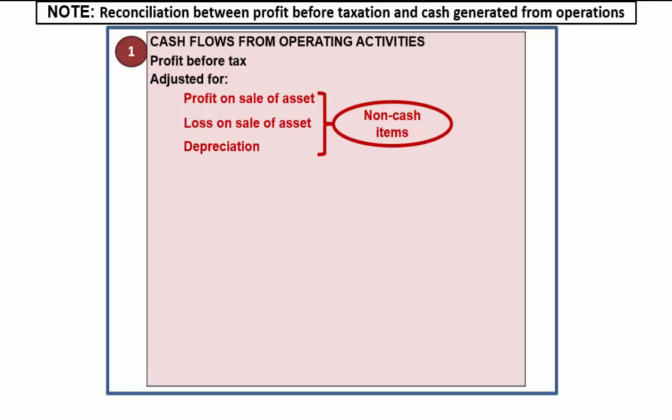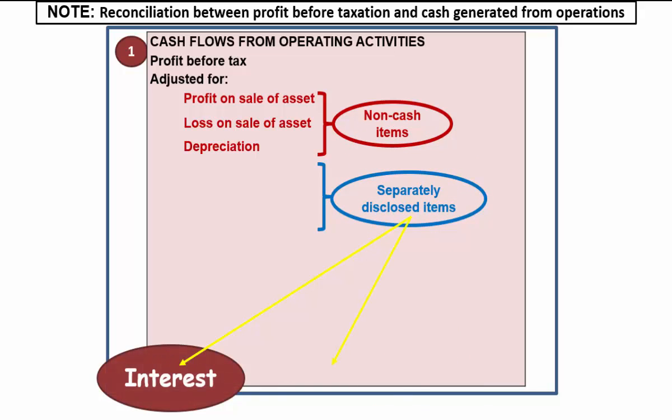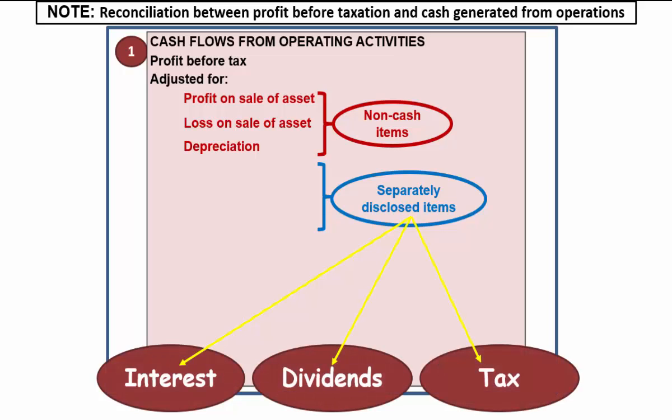Profit on sale of asset, loss on sale of asset. Those two are not the cash price. The proceeds, step 4 of asset disposal, is the cash flow, not the profit or the loss. And then, as I said earlier, there are some items that have to be separately disclosed: interest, dividends, and tax. And if any of these were used to calculate the profits before tax, we need to remove them so that we can show them later, almost like a cut and paste exercise. So in this section we're going to cut them, and then later we will paste them by putting them in where they go. So it's just a moving of these items.